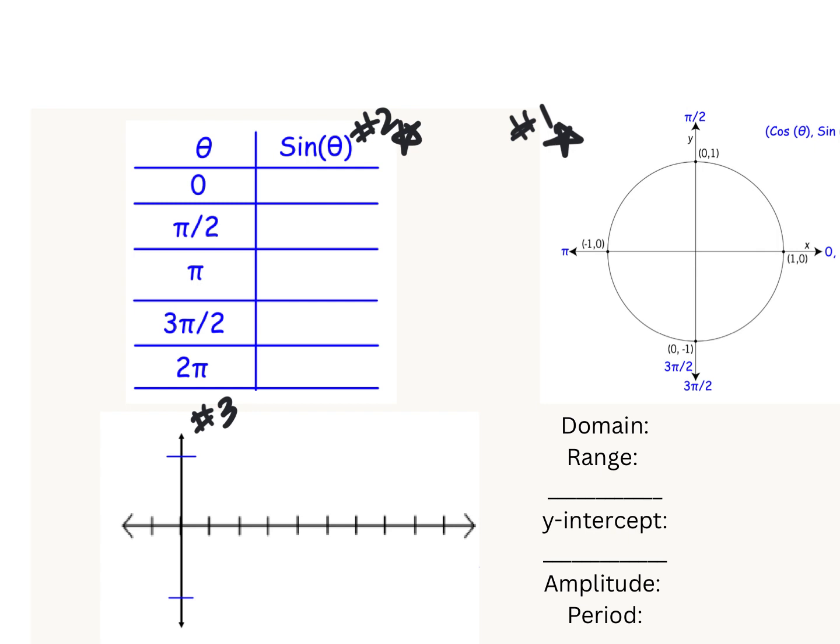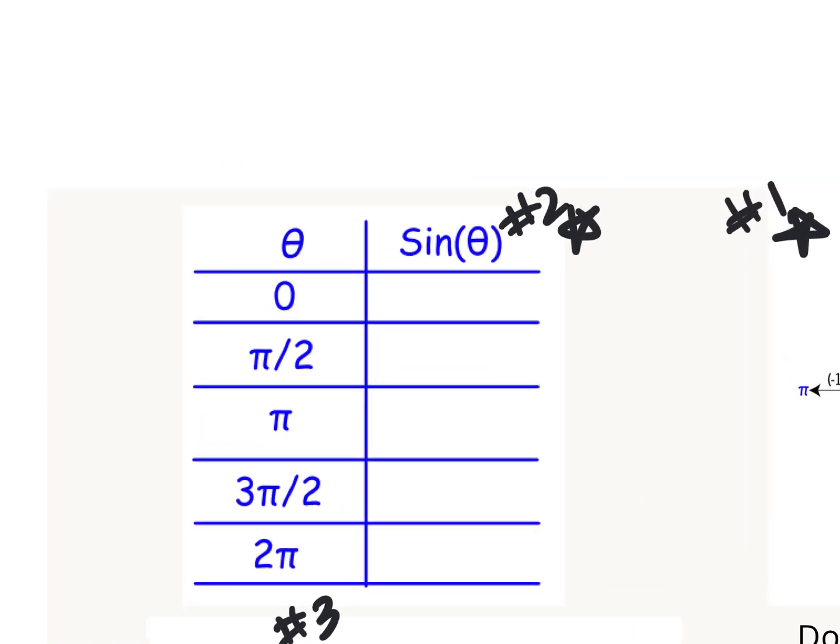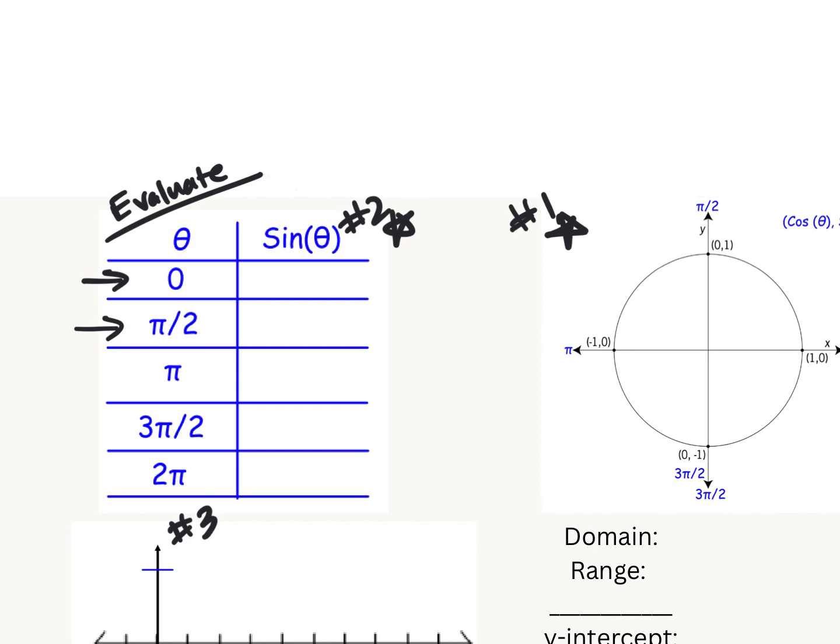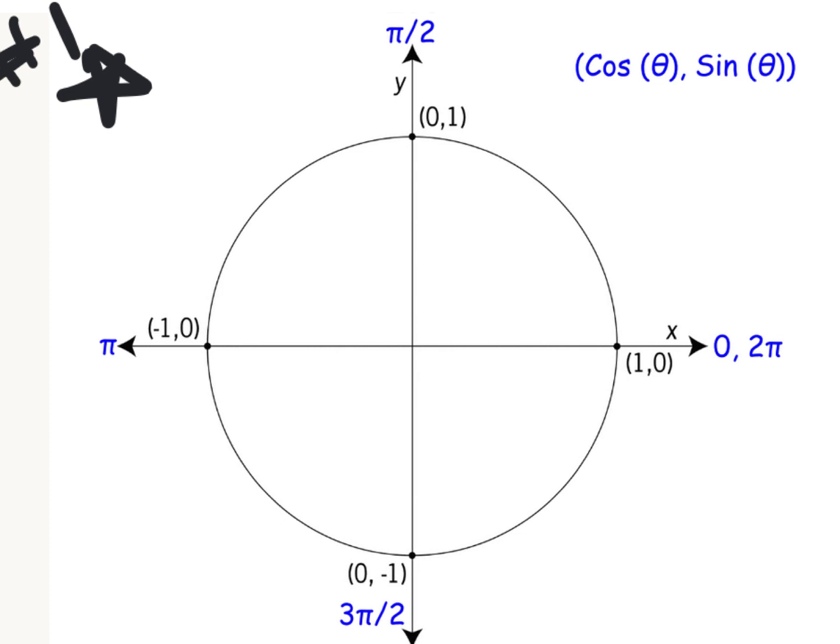So I'm going to start by evaluating, the nasty word evaluate. I'm going to evaluate theta at each of these points. You should notice that the angles theta that I'm having you evaluate are all quadrantal angles. Just a reminder, the cosine of theta is equal to x. The sine of theta is equal to y. So if I evaluate theta at 0, I'm looking for the y-coordinate on my unit circle.